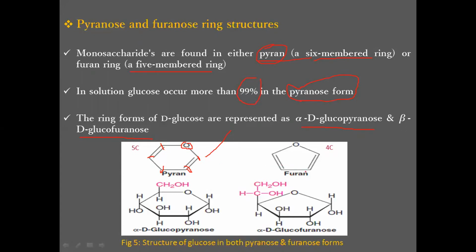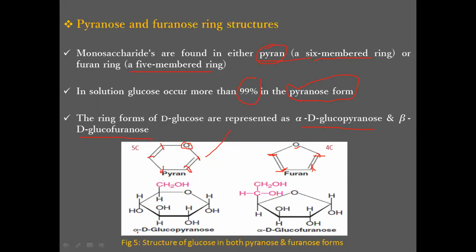This one is furan. Furan is a 5-member ring. This is 1 member, this is 2nd, this is 3rd, this is 4th, this is 5th, but they have 4 carbons. This is carbon 1, this is carbon 2, this is carbon 3, this is carbon 4. So monosaccharides exist either in pyran group or furan group, but most commonly they occur in pyran group.